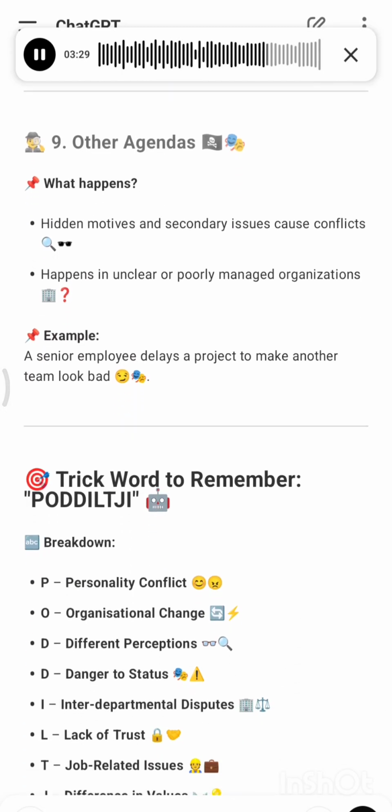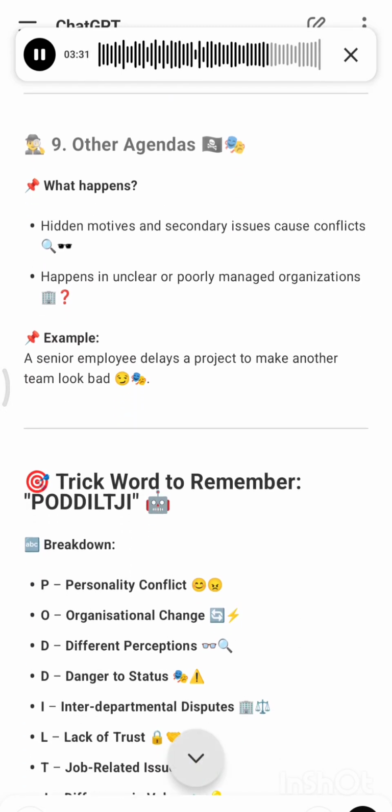9. Other agendas. What happens? Hidden motives and secondary issues cause conflicts. Happens in unclear or poorly managed organizations. Example: a senior employee delays a project to make another team look bad.